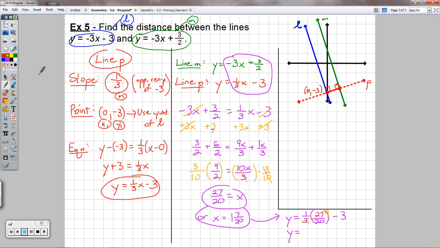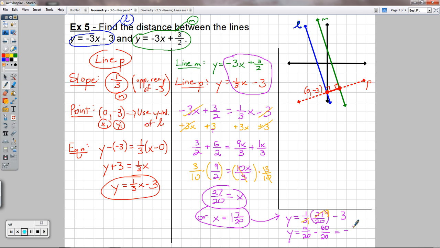Dividing both by 3 gives me that. And so this is 9/20 minus 3. If I write that as something over 20, that would be 60 over 20. And so from there, I've got what I'm looking for.